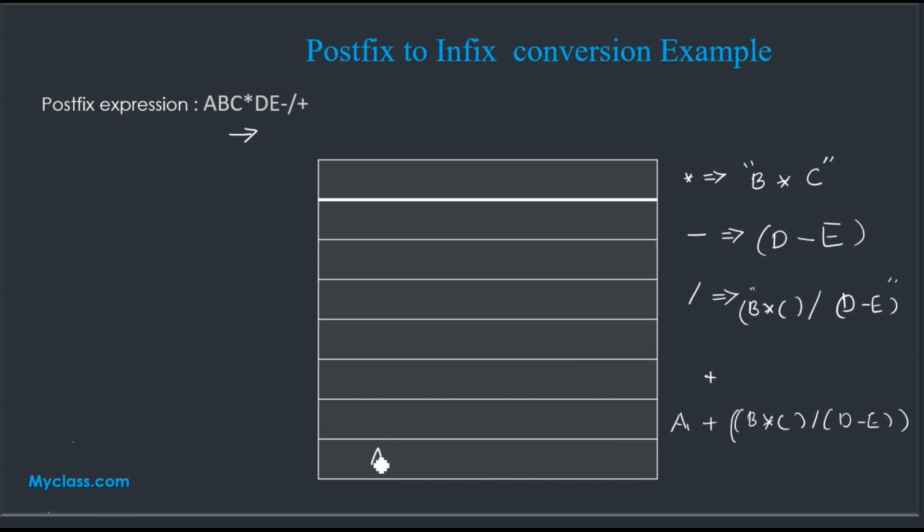Now the stack contains A plus B star C divided by D subtraction E. The whole thing is added to our A. This is our infix expression. After the scanning of all the symbols, when we look back at our stack, the stack contains only one element. That is the resultant infix expression. So our infix expression is this one: A plus B star C divided by D subtraction E. There is no need to put the brackets. When we are putting them, it is easy to understand.